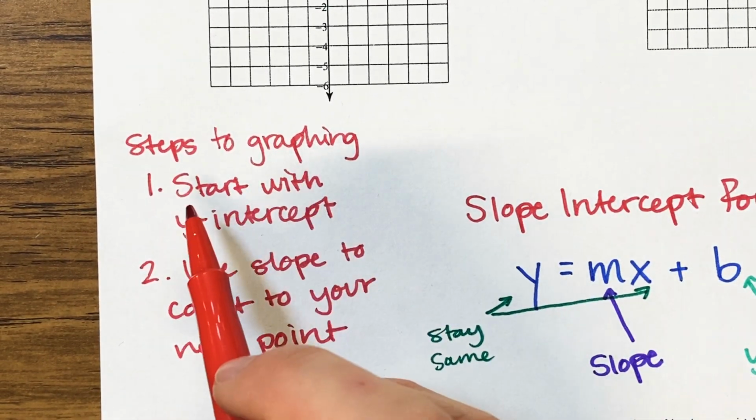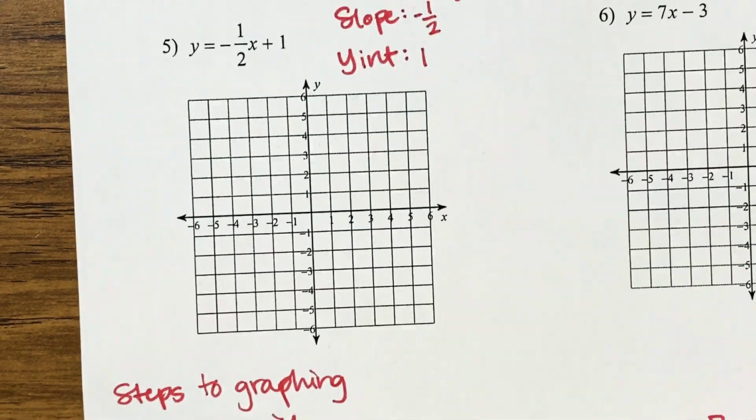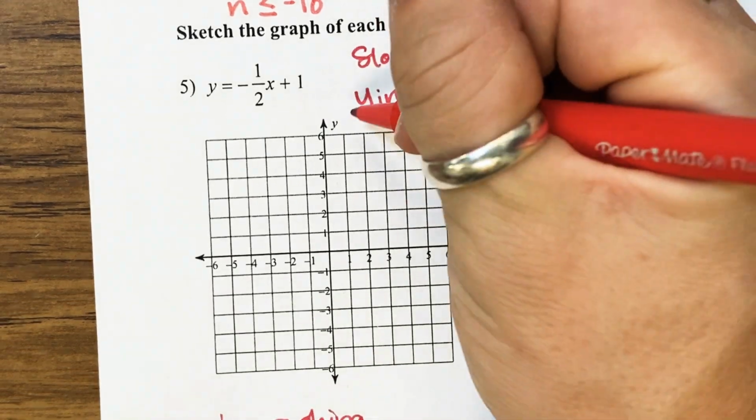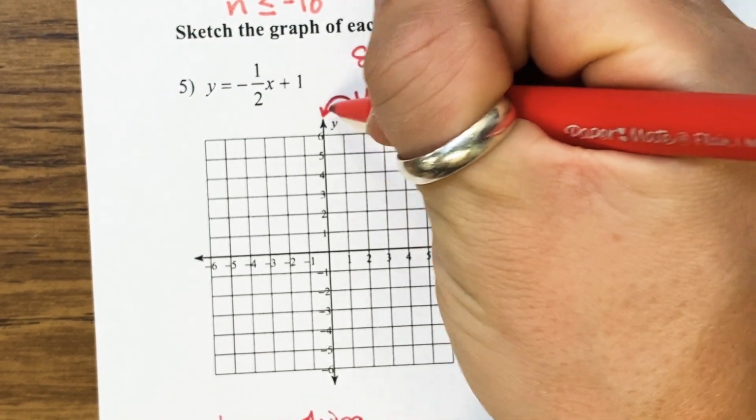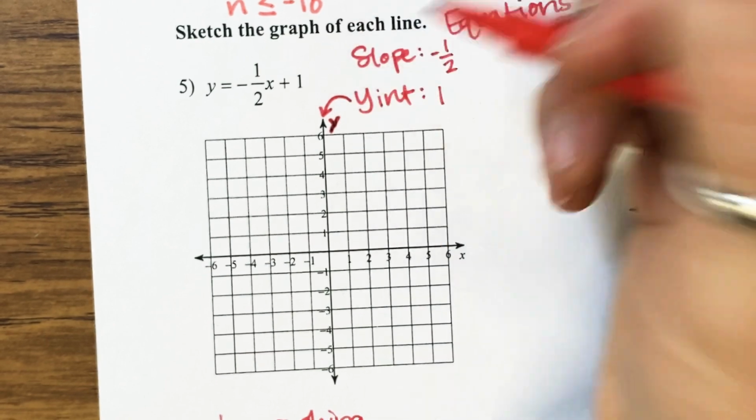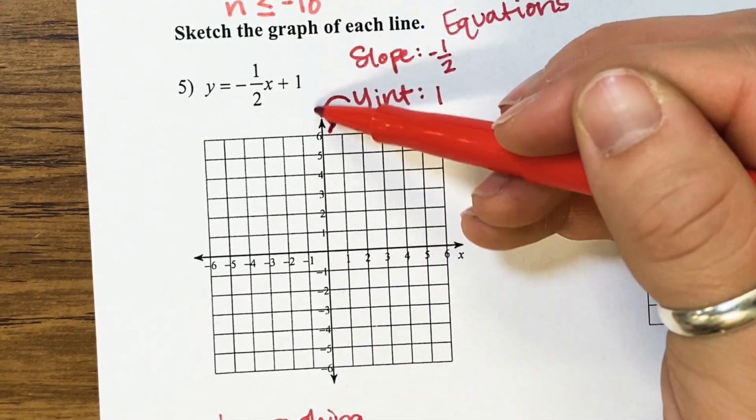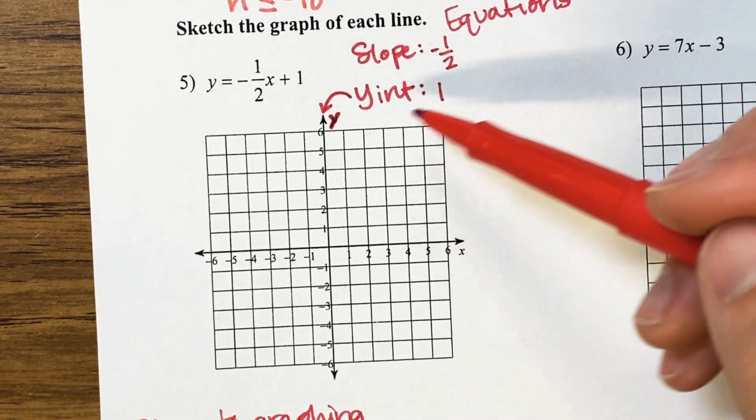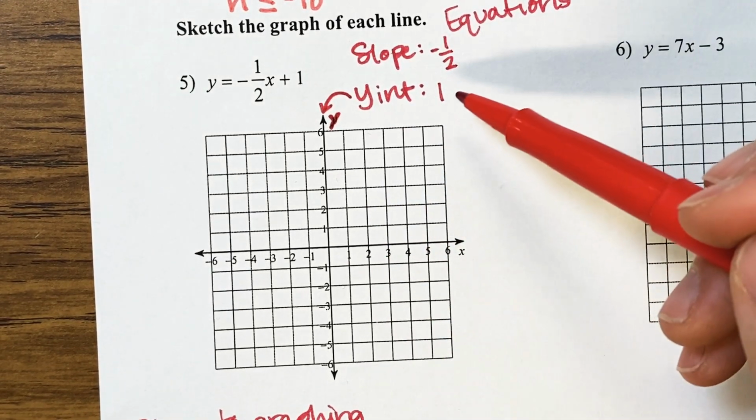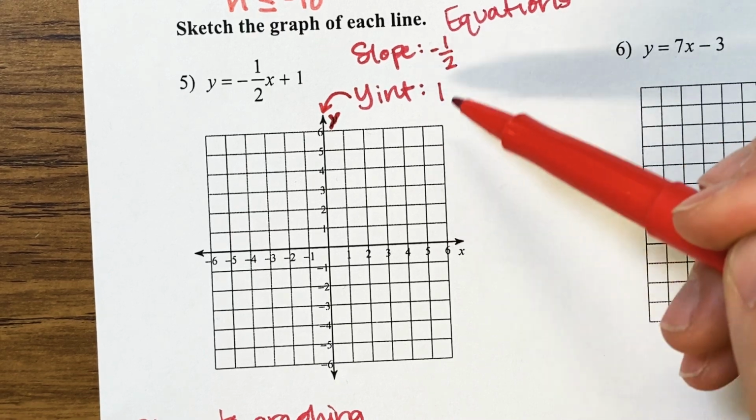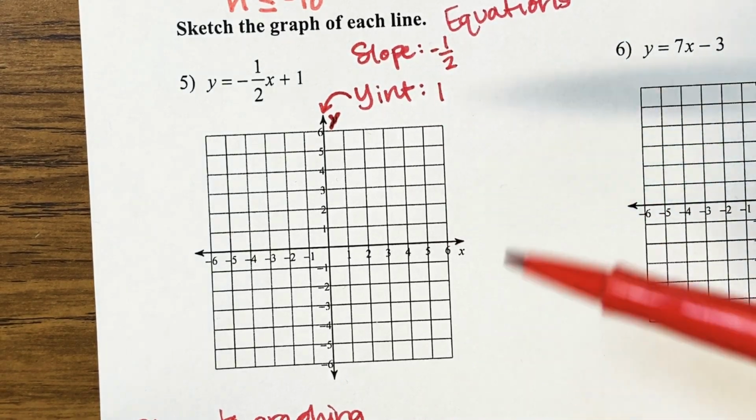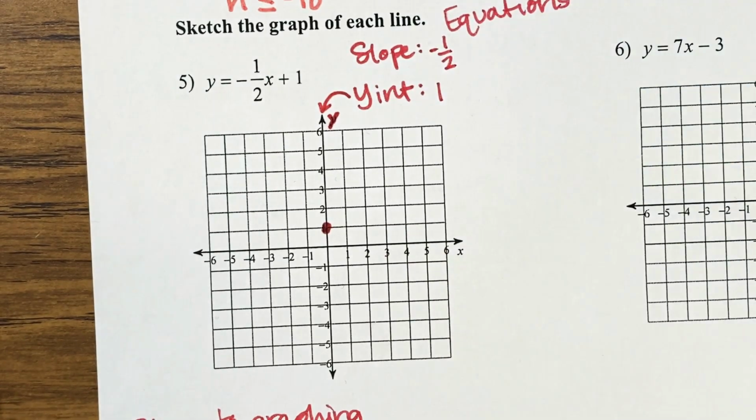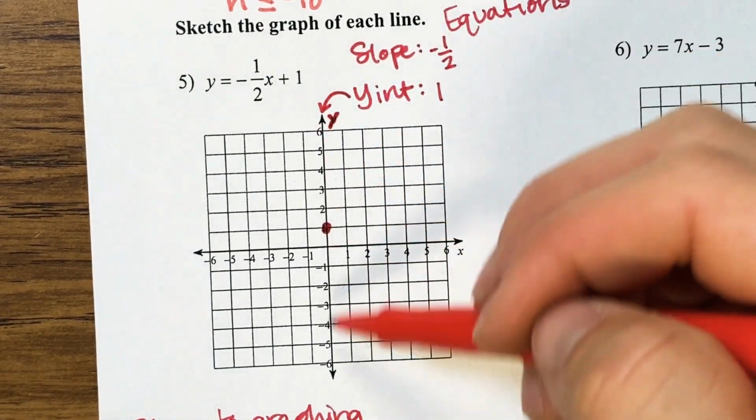So our first step to graphing is start with our y-intercept. Our y-intercept is at +1. Notice here, there's your y-axis. Your y-axis is always the one that's going straight up and down. This guy's your x-axis. We want to put our point on our y-axis where it tells us to. What number is that? That is a +1. So I'm going to put my first point right there, at +1, right on my y-axis.